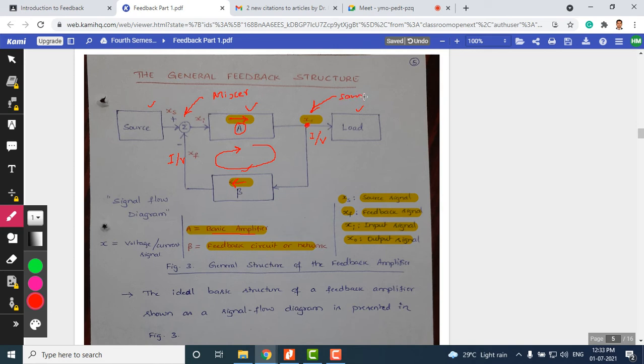As I told you, the general feedback structure will have other things also which we should not ignore. Apart from the 4 blocks you are seeing, source, amplifier, load and feedback network, we see 2 more blocks, which are a mixer and a sampler. Sampling can be done either as current sampling or voltage sampling, and mixing can be done with a voltage signal or a current signal. If we have a voltage source, we can mix the feedback signal as a voltage.